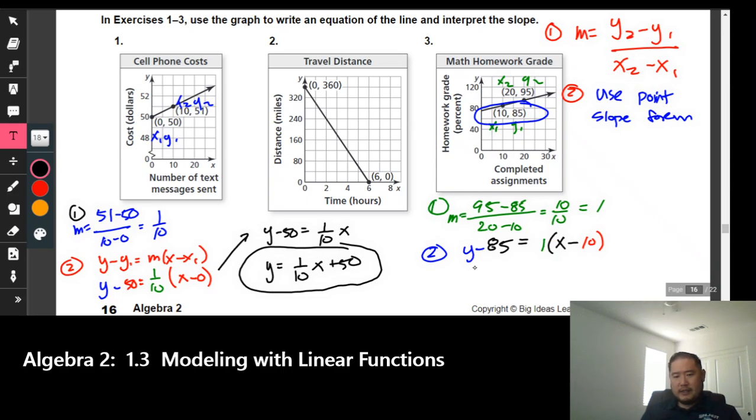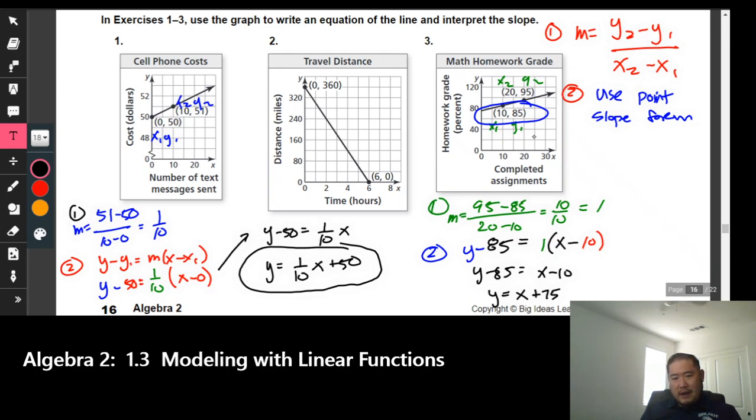We'll simplify things out. We've got y minus 85 is equal to, we could distribute the 1, but remember that's the identity property. It'll equal itself. So we'll end up with x minus 10, right? Distributing, 1 times x is x, and 1 times negative 10 is negative 10. So lastly, we'll get y by itself. We'll add 85 to both sides, and then y is equal to x plus 75.